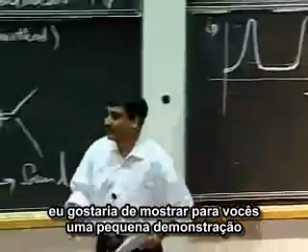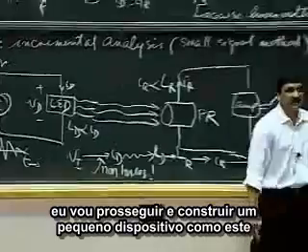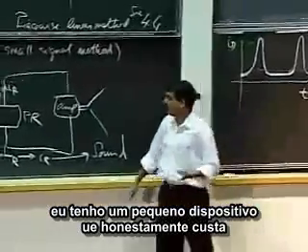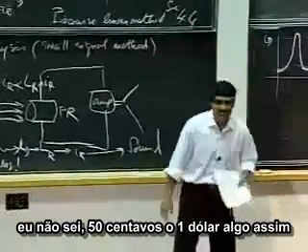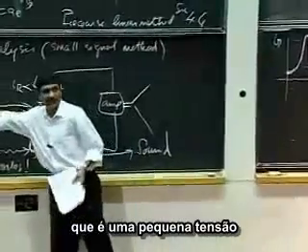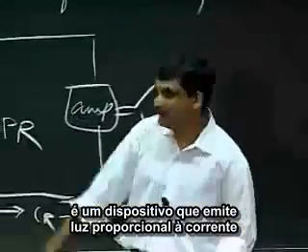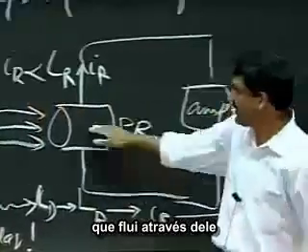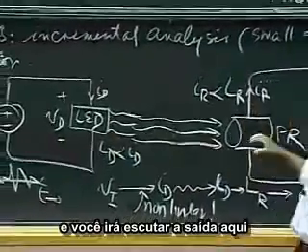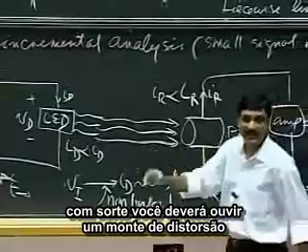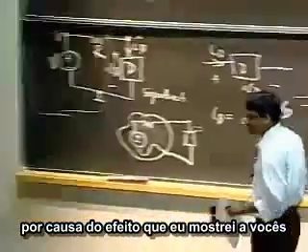So I'd like to show you a little demo. Actually, we've gone ahead and built a little device like this. We have an honest to goodness little device, costing I don't know, 50 cents or $1 or something. It's a device that emits light proportional to the current flowing through it. I have a receiver. And I'm going to play some music, and you will listen to the output here. Hopefully you should see a bunch of distortion because of that effect that I showed you.